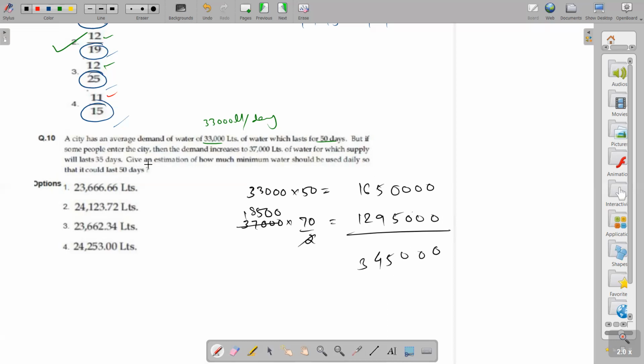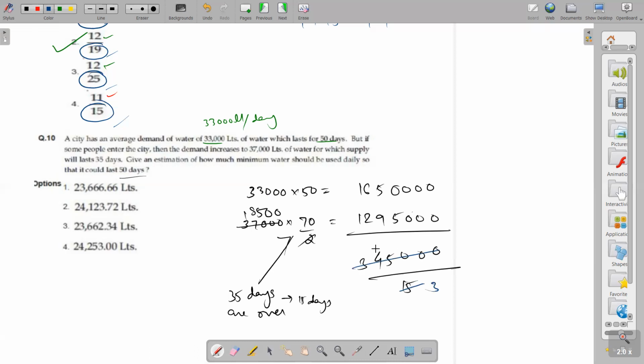We have to give the estimation of how much minimum water should be used daily so that it could last 50 days. Here 35 days are over. Now we have to reach 50 days. Now 15 days are left. So simply we have to divide this by 15. Okay, fine, let's divide it by 15.